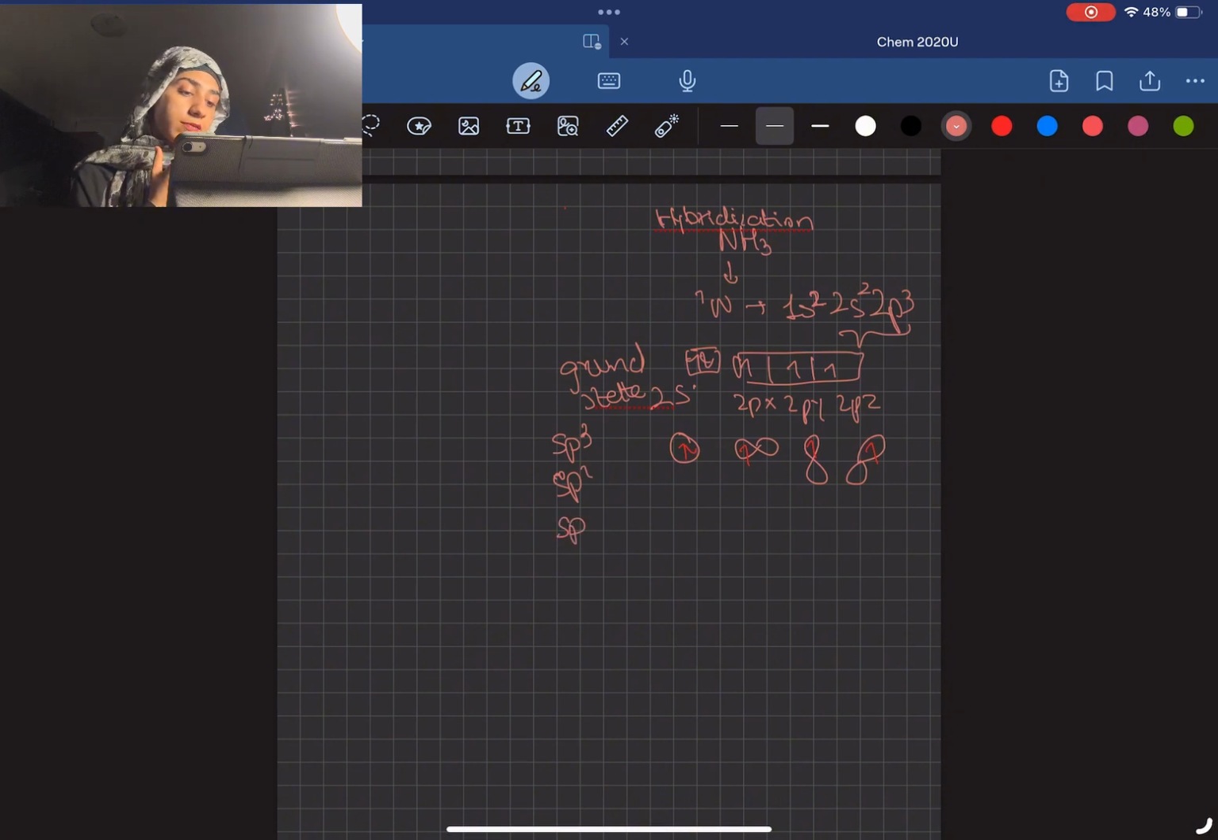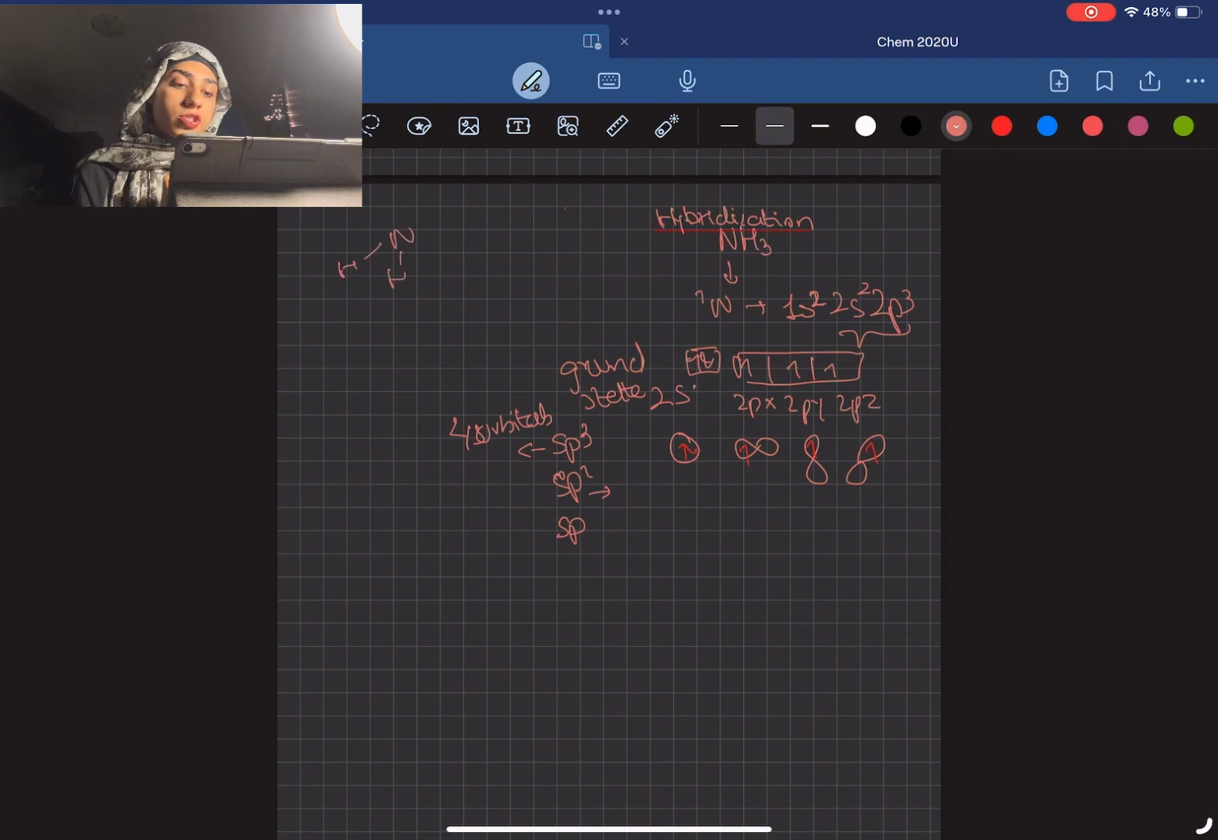Remember, if it's going under sp3, that means that 4 orbitals are combining together to produce 4 new shells. So that would mean that all of these shells are combining together. If it were sp2, that would mean that 2 p shells and 1 s shell are combining together. And if it were sp, that would mean 1 s shell and 1 p shell are combining together. But how do we figure out how many are combining for this one?